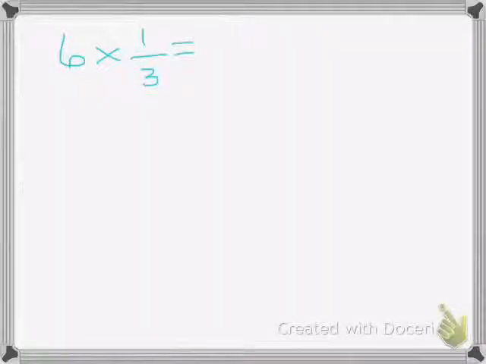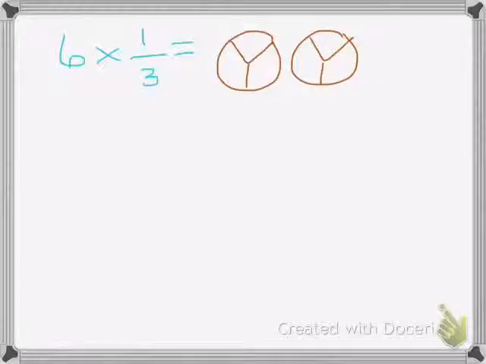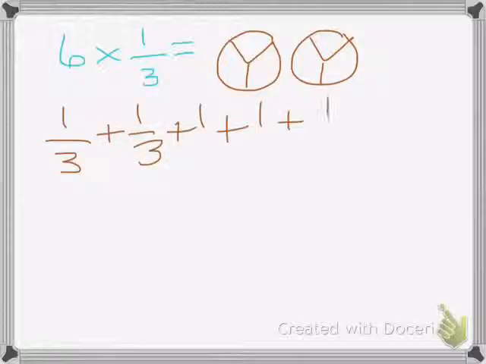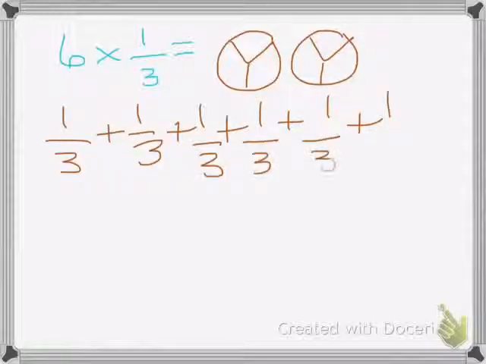In another example, which I'll show you, we can see that 6 times a third. That's like saying 6 groups of a third. I can draw 6 groups of a third to get a visual model. I can also do repeated addition, or 6 groups of a third, to get 6 thirds, which is equivalent to 2.